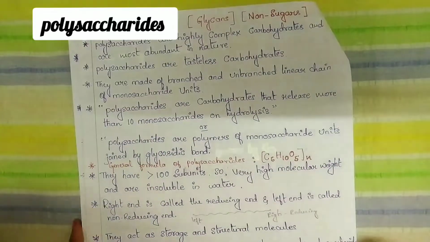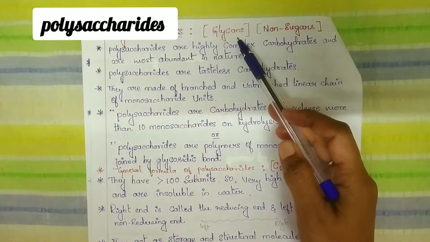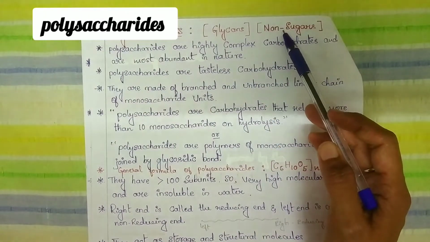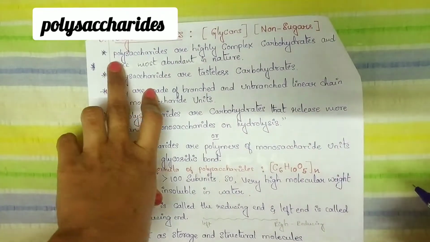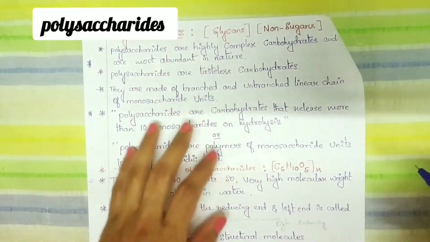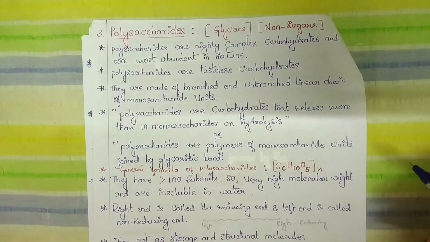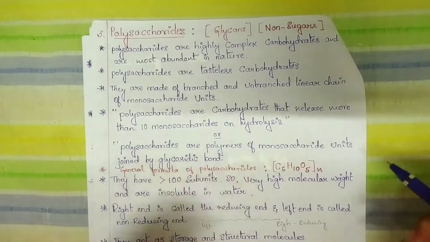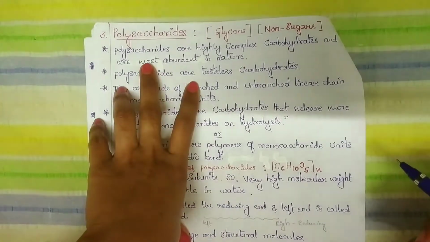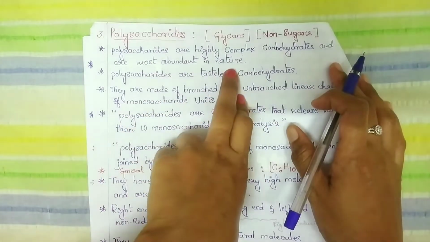Now we will move on to the next one, that is polysaccharides. Polysaccharides have another name. They are also called glycans or non-sugars. So what are these polysaccharides? Now we will learn in more detail. Poly means many. In the case of these carbohydrates, the monomeric units will be many, it may be more than 100, more than 1000. In the case of oligosaccharides, it is only 2 to 10 monosaccharide units. Polysaccharides are highly complex carbohydrates and are most abundant in nature.